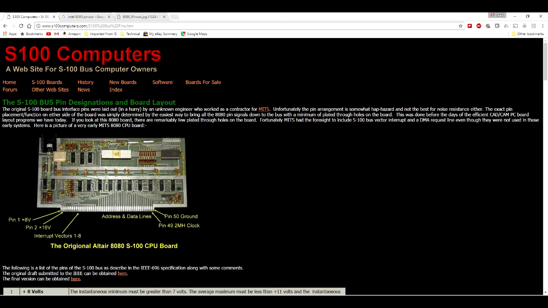And I think that's about it. A lot of these pins are quite difficult to understand unless you really know the architecture of the 8080, and I don't think we really need to go into that right now. I think the next thing to look at would be the front panel and how the front panel is going to interface with things.